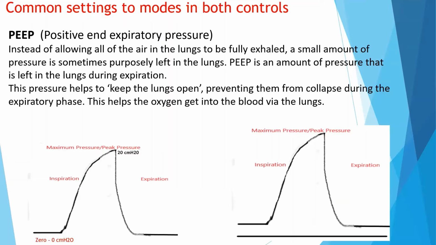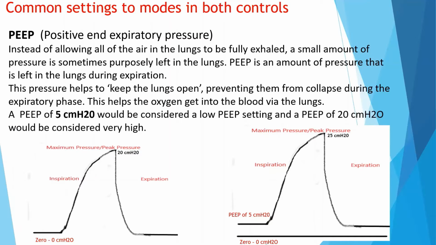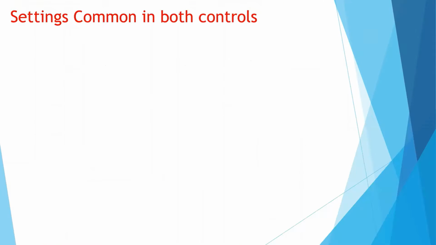In the diagram on the right, we have added PEEP to the system. So instead of going back down to a 0 baseline, the pressure in the system during exhalation remains at 5. A PEEP of 5 centimeters of water would be considered a low PEEP setting. A PEEP of 20 centimeters would be considered very high.